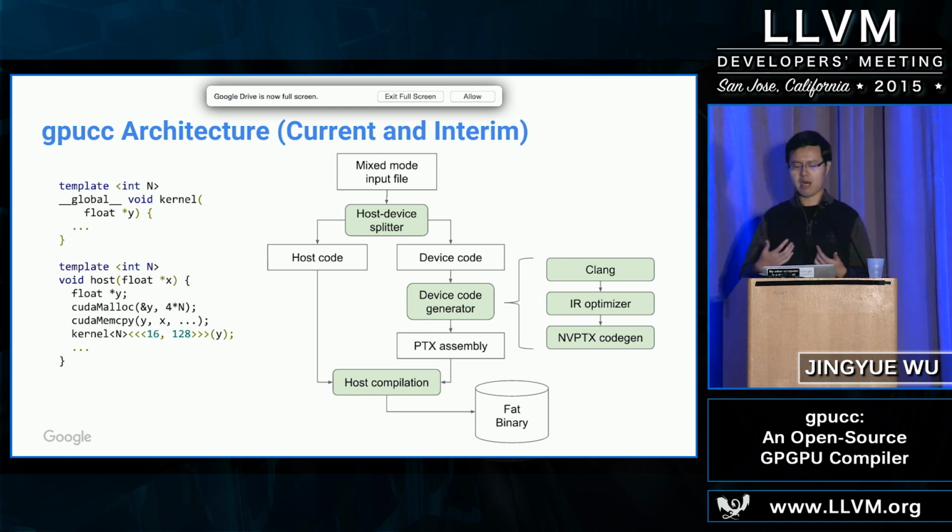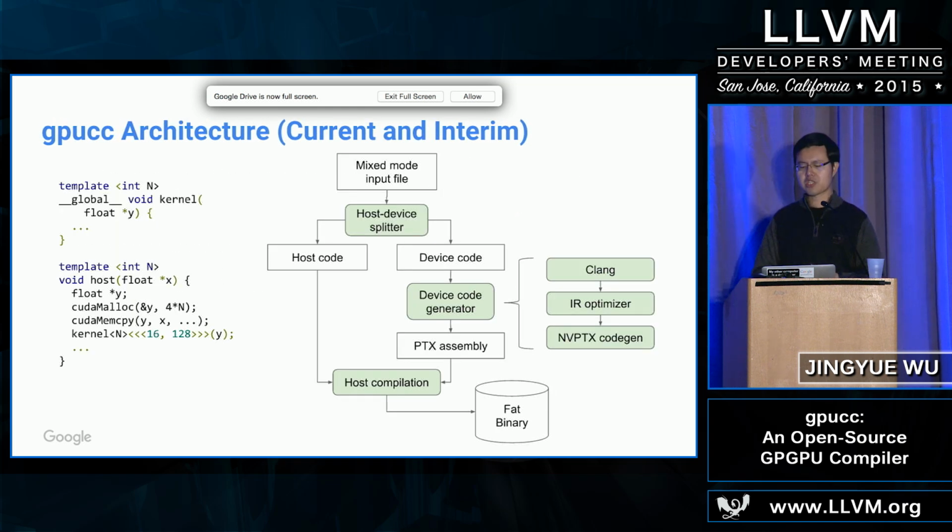That splits the input file into host code and device code. And then on the device side, we run Clang, which already supports a lot of device-only CUDA code, generating LLVM-IR and run the optimizer, and finally run the NVPTX codegen, which is a component NVIDIA open sourced, I think a couple of years ago, that translates LLVM-IR into PTX assembly in the stream format. And then we embed this PTX assembly in the stream format in the host code and compile it, again using Clang, but this time as a regular C++ compiler, and generates a binary.